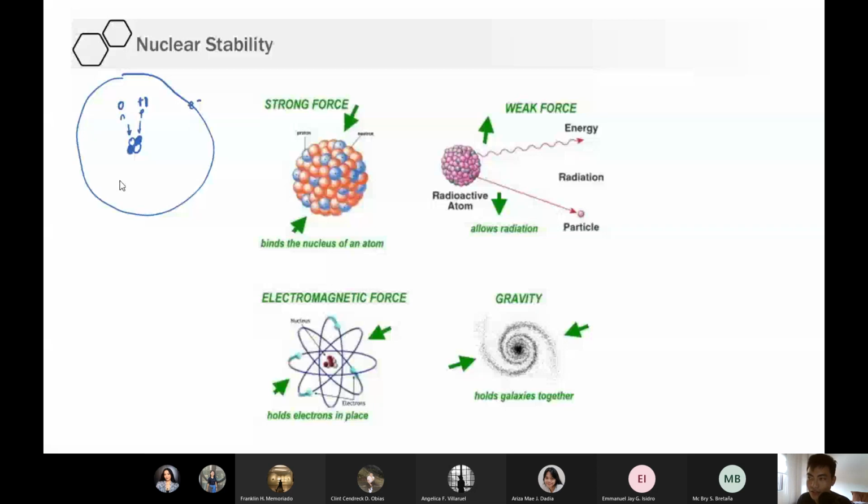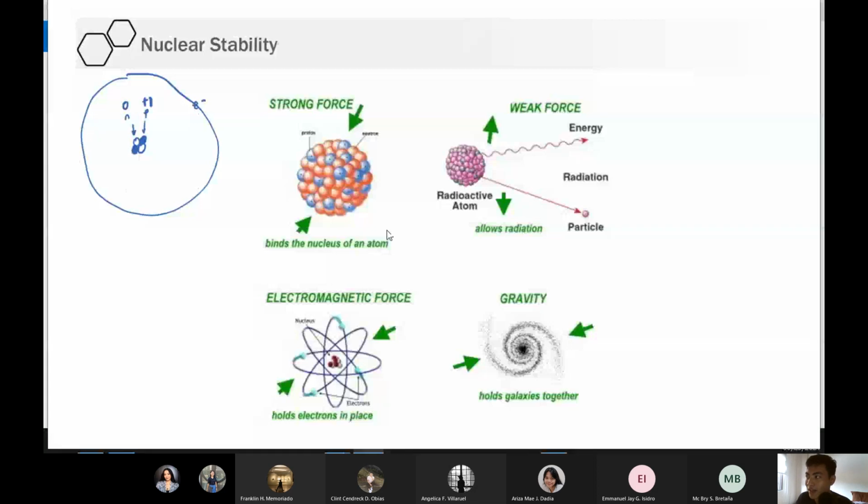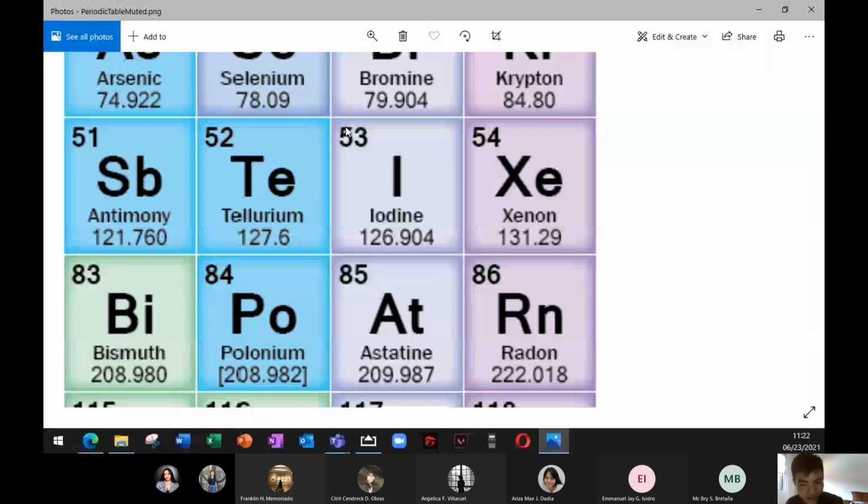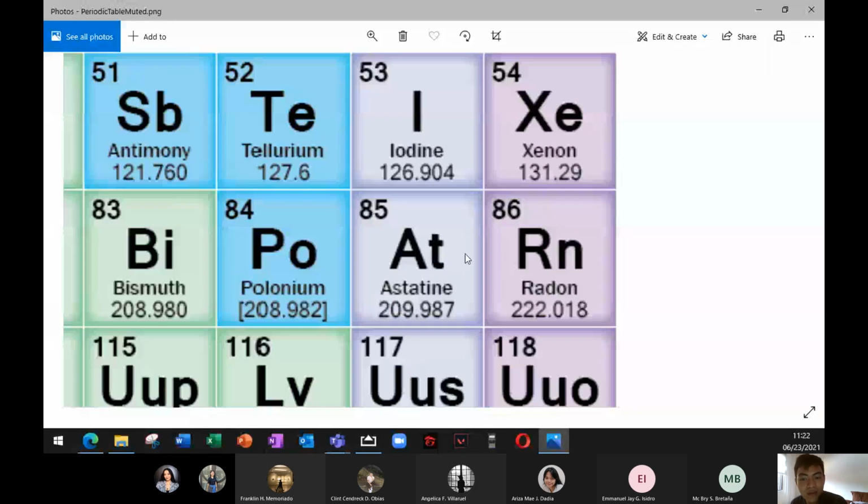So, magtataka siguro kayo, no? Imagine nyo, kunwari, anong element kaya? Kunwari, ito, radon. 86 yung proton niya. So, isipin nyo, 86 na positive charges yun nasa loob niya, nasa loob ng nucleus. Hindi ba unstable yun? Unstable yun, dapat, no?